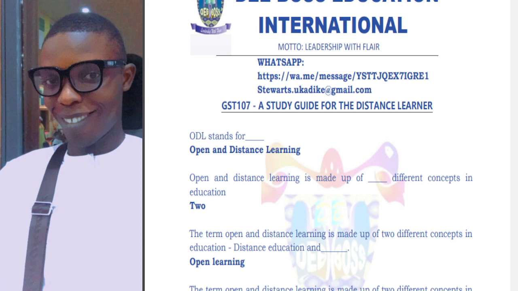GST 707. And for those having it at master's level, it is 807. And for those doing it as PhD, it is 907. But the course content remains the same across board. So in today's class, I'm going to be taking us through the initial parts of the course material.